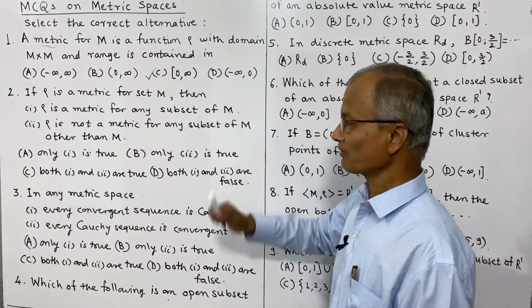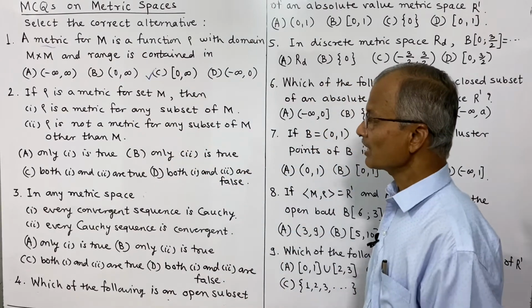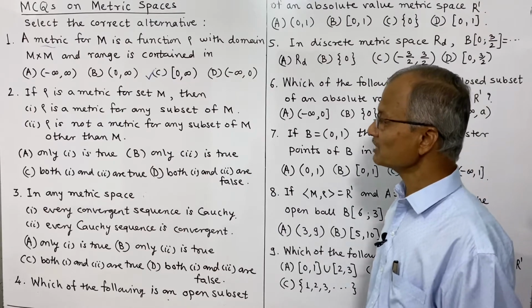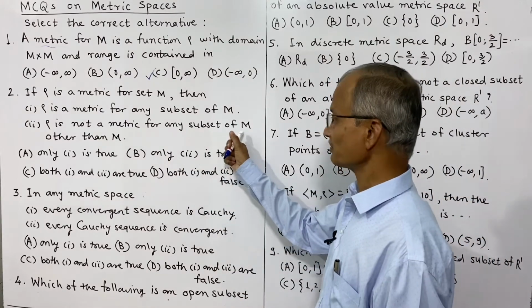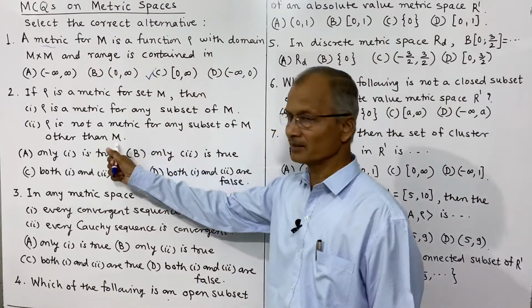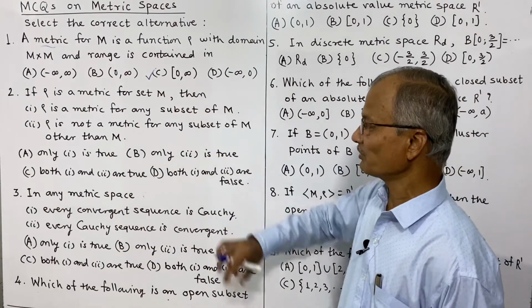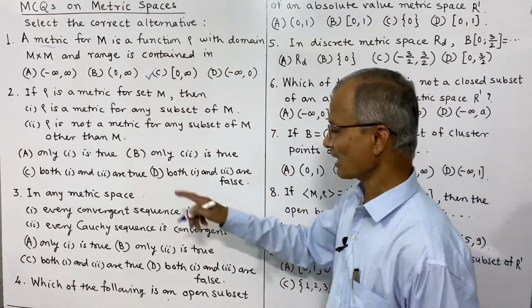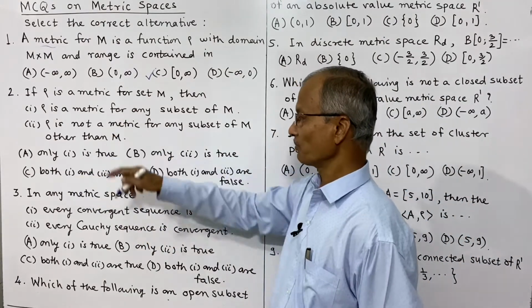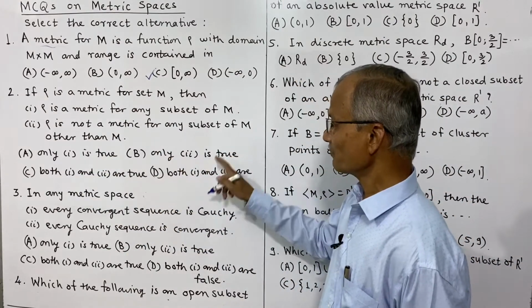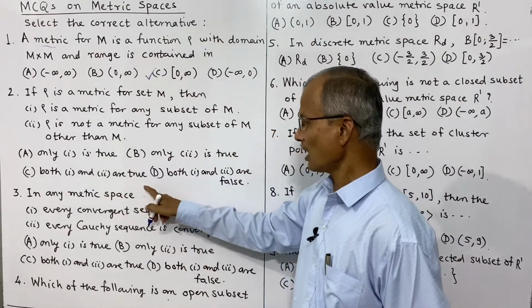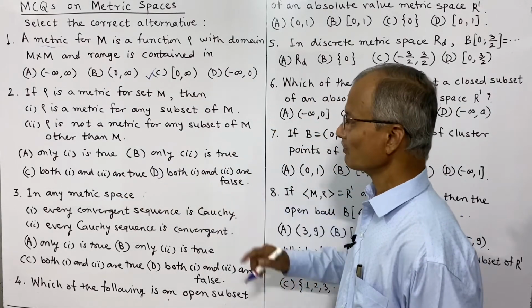The second question is: if rho is a metric for set M, then rho is a metric for any subset of M. That is the first statement. The second statement is: rho is not a metric for any subset of M other than M. Which of these two statements is true? The alternatives are: only first is true, only second is true, both 1 and 2 are true, and both 1 and 2 are false.